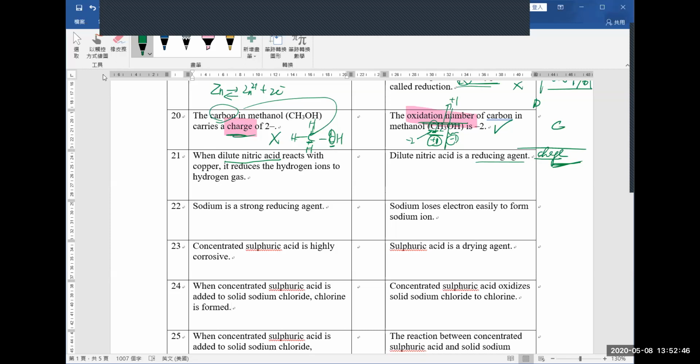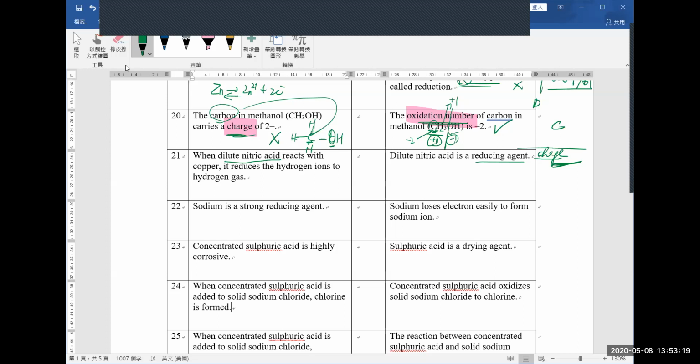Chen Ziyin, are you here? Chen Ziyin. B, you mean both statements are correct? How about Chen Long Wong? What do you think?